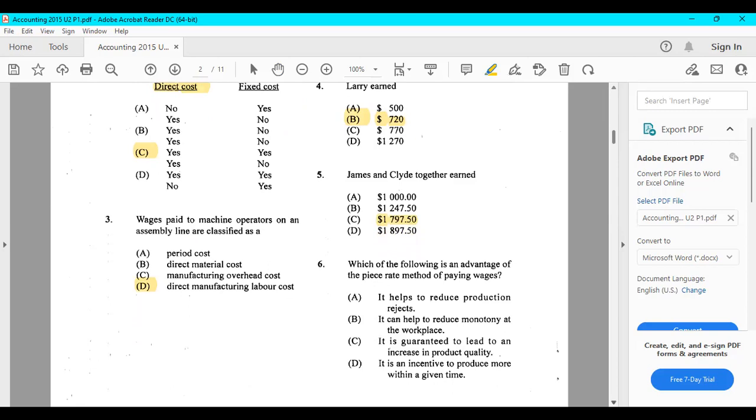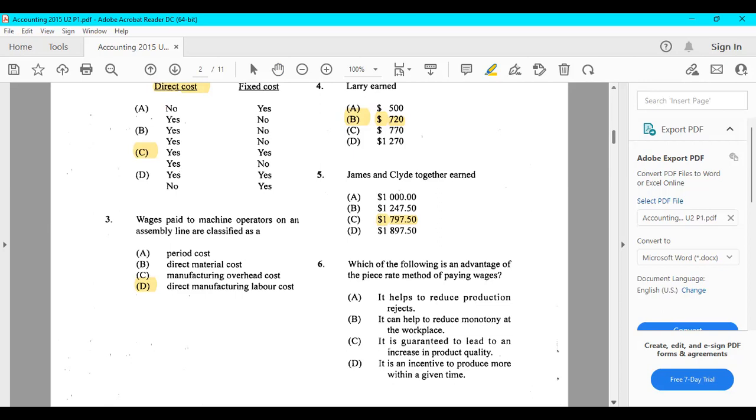Number 6, which of the following is an advantage of the piece rate method of paying wages? Firstly, what is the piece rate method? It's how you get paid based on units produced. If you don't produce anything, you don't get any money. If you produce 5 units today and 10 units tomorrow you get more money, because the more you produce, the more money you earn. So you get paid based on your units produced, right?